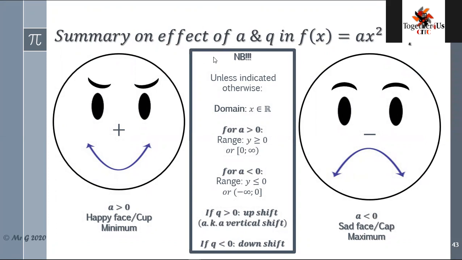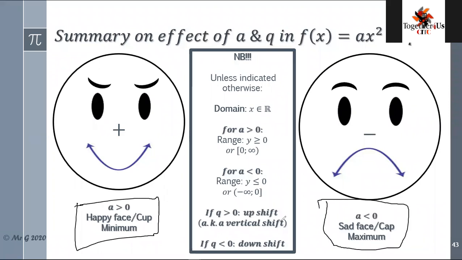Now, a quick summary, and I wrap up this video. We have concluded already on A. We know now what we can expect. Now, I'm just going to add a couple of things relating to Q. When Q is involved, guys, Q is known as the vertical shift. So when Q is greater than 0, the graph shifts upward. When Q is less than 0, the graph shifts downward.